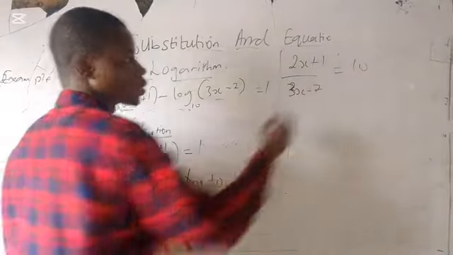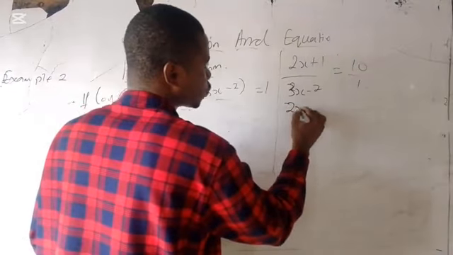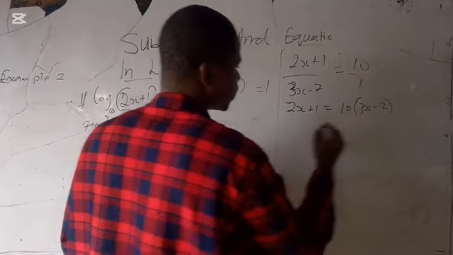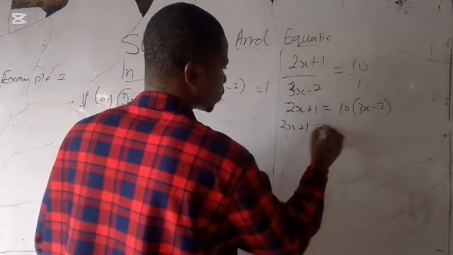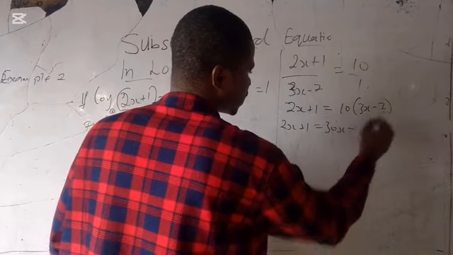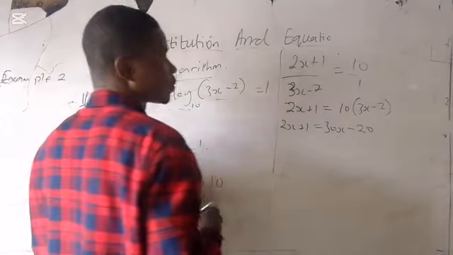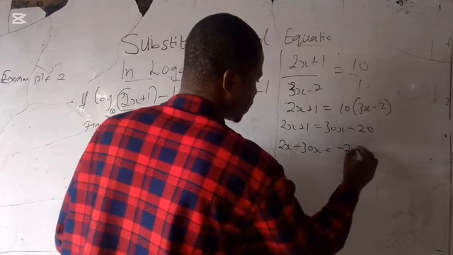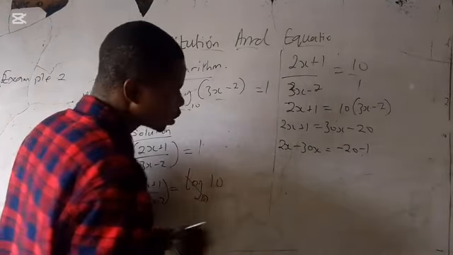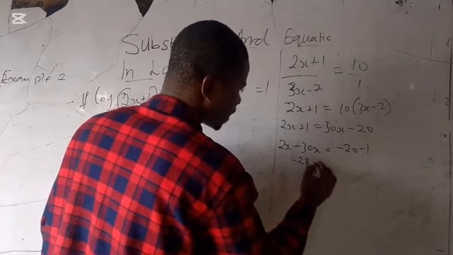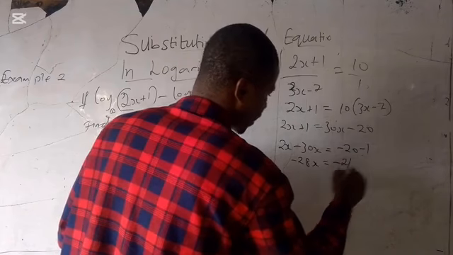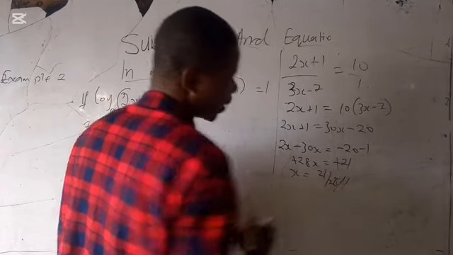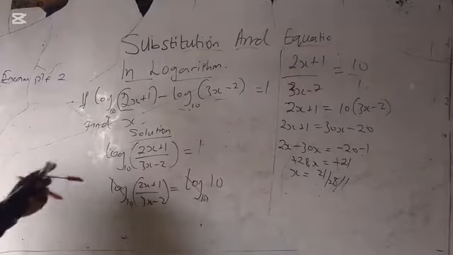So you see, this is a simple equation now, which we are expected to multiply. You have 2x plus 1 equals 10 times 3x minus 2. Open this bracket: 2x plus 1 equals 10 times 3x, which is 30x, minus 20. So if you do this, you have 2x minus 30x equals minus 20 minus 1. If you subtract this, it gives you minus 28x equals minus 21. Minus will cancel minus, so x equals 21 over 28. That is our answer. That is how you solve equations in logarithm.